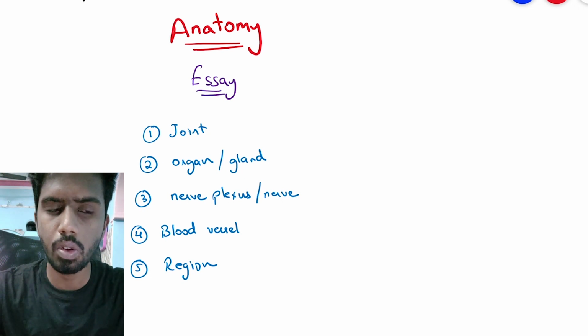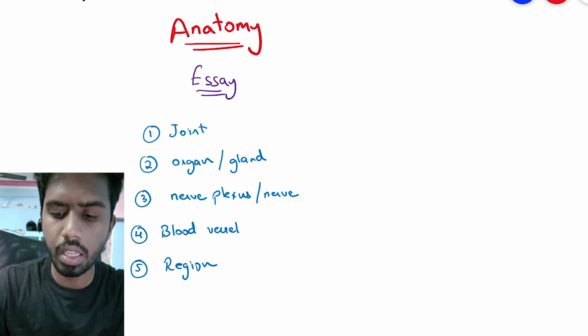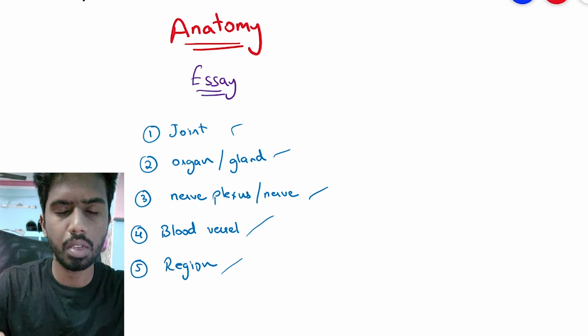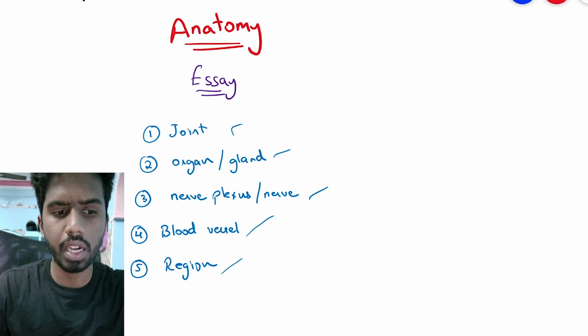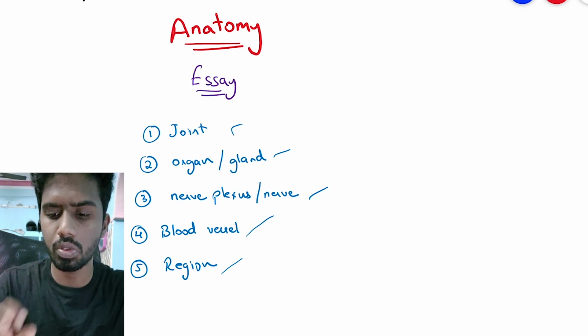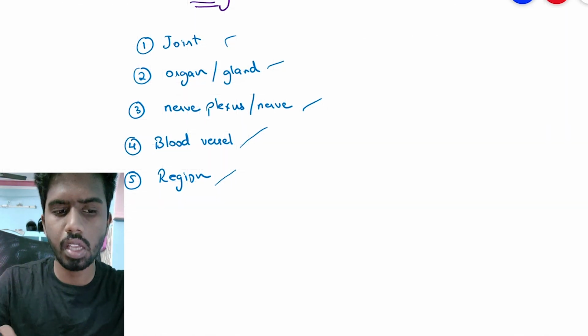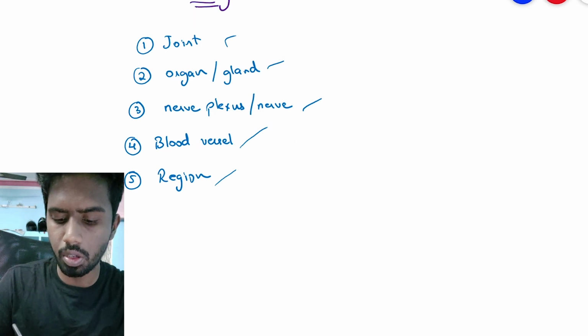So I've generalized the essays into 5 main topics. They can either ask you about a joint, an organ, a nerve plexus, a blood vessel, or a region like maybe the inguinal canal or the anterior region of the neck or the triangles of the neck. So your essay is going to come from one of these topics mostly. For each essay I'll tell you what subheadings you need to write.